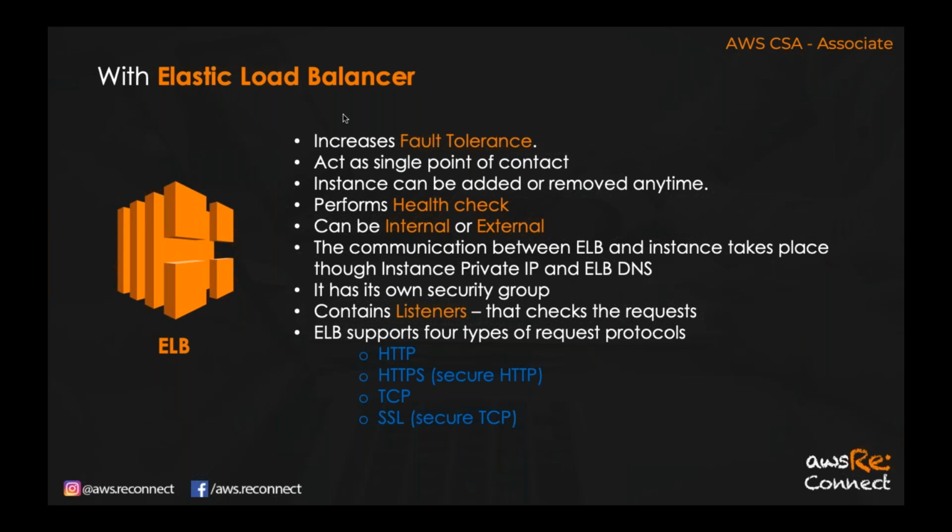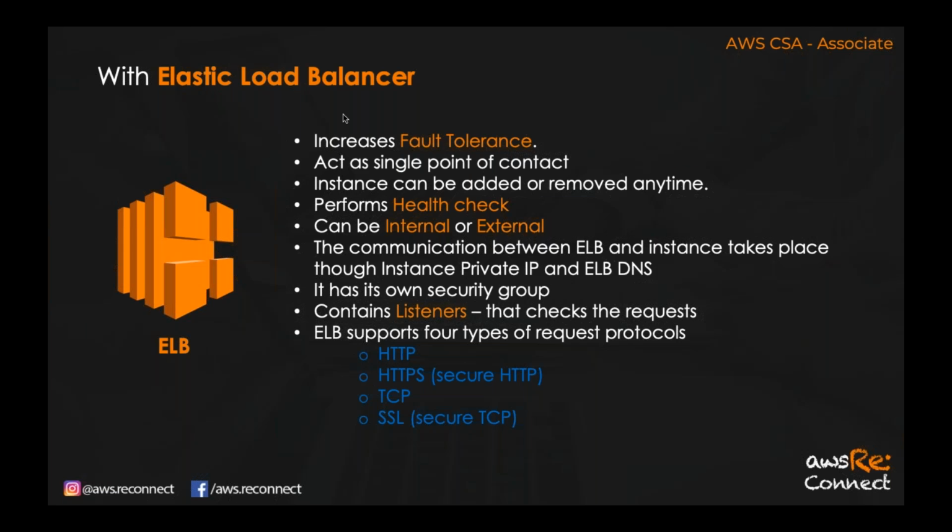Then it contains a listener that checks the request. It has a listener that defines who can send requests to this ELB. If a request is coming on port 80, that is HTTP or HTTPS, then only will this load balancer serve the request. If any kind of connection happens on any other port, it will not serve the request. And ELB currently supports only 4 types of protocols, that is HTTP, HTTPS, TCP, and SSL.